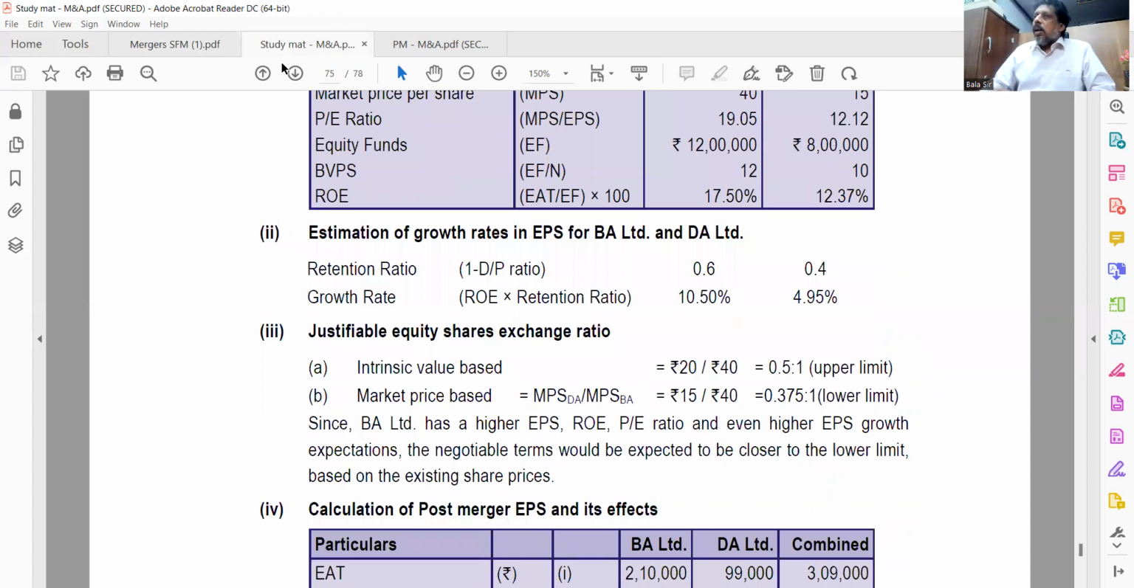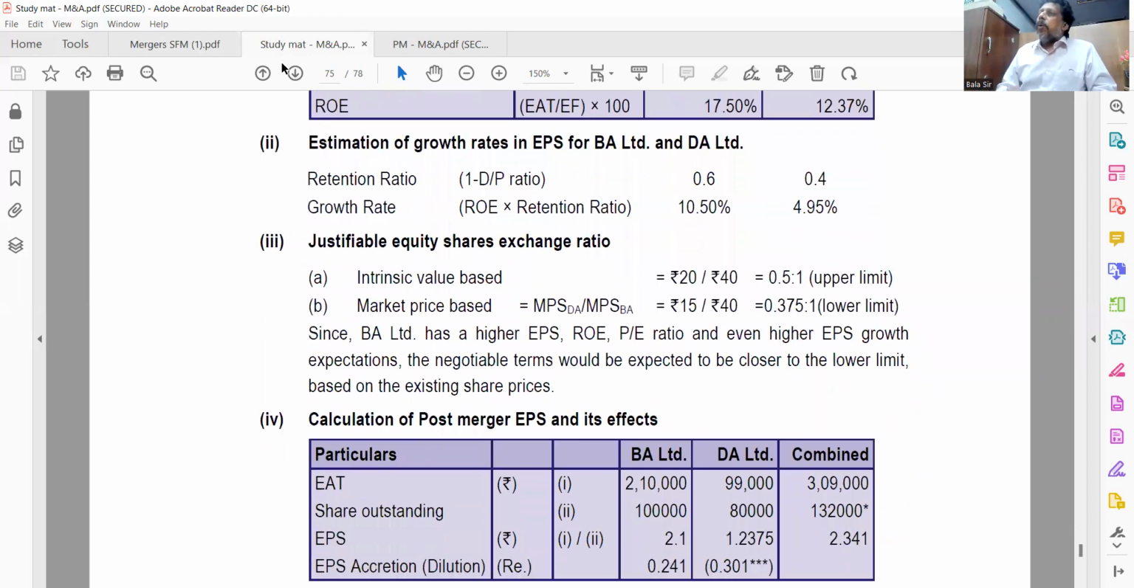That means I should not issue more than 0.5:1. Lower limit is 0.375:1. In other words, I should offer at least 30,000 shares to you, but not more than 40,000 shares. Understood? Yes, sir. If I go to offer more than 40,000, what happens? I'll be a loser. It becomes something called the winner's curse.